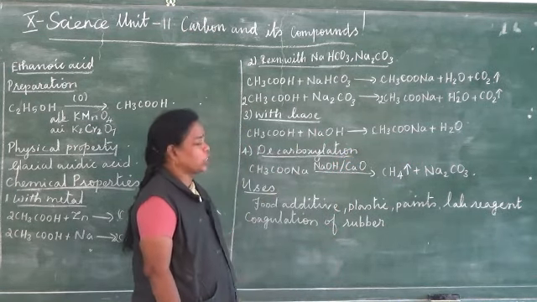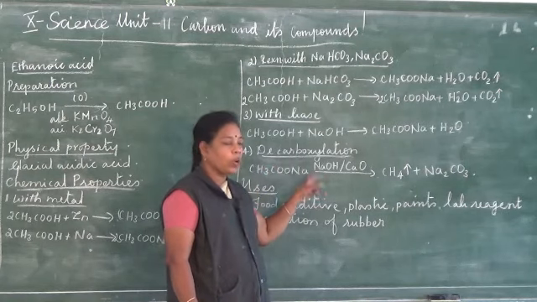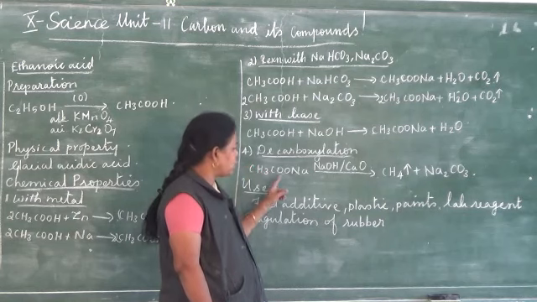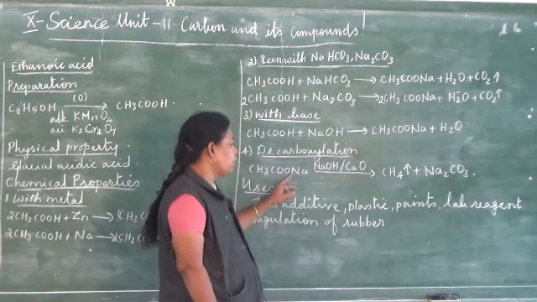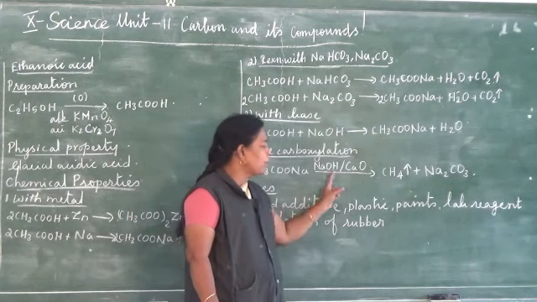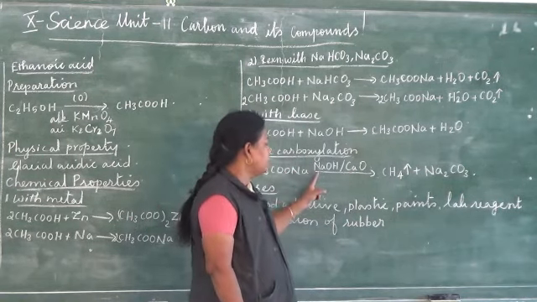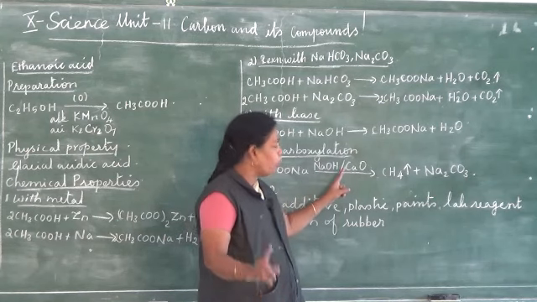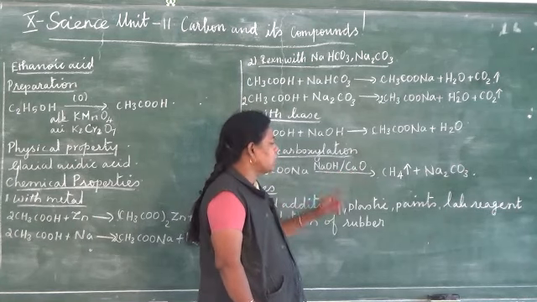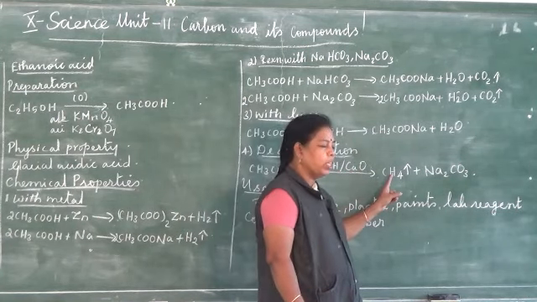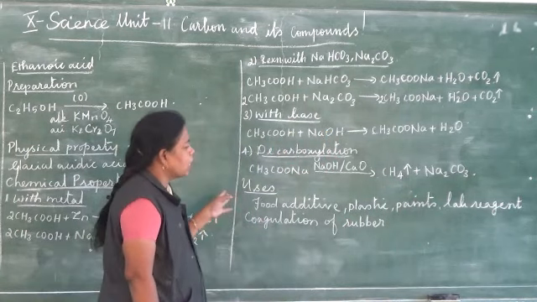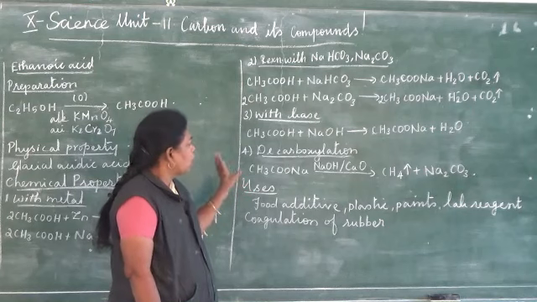And then decarboxylation. Decarboxylation means removal of carbon dioxide. This is the sodium salt of ethanoic acid, sodium ethanoate. When it is treated with soda lime, which means 3 parts of sodium hydroxide with 1 part of calcium oxide, methane gas is liberated with the formation of sodium carbonate. So these are the chemical properties of ethanoic acid.